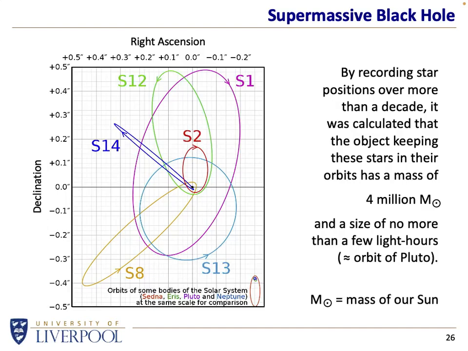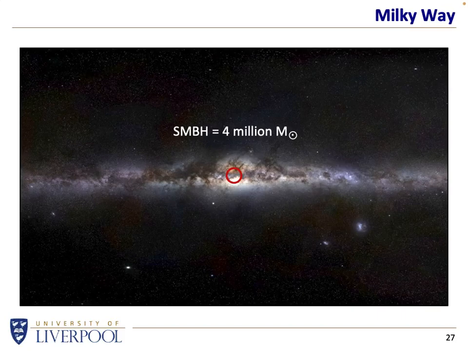It can certainly be no larger than our solar system, only perhaps a few light hours or so in diameter. So we deduce one of the few objects that can have a mass that high but still not be very large. It can't be a star cluster because it would be far larger than the orbit of Pluto. And how else can you get 4 million stellar masses in such a small volume? So we think there is a so-called supermassive black hole, SMBH, in the center of our galaxy with a mass of 4 million solar masses.